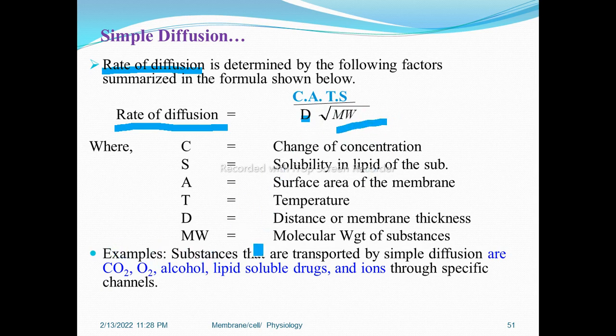An example of substances that are transported by simple diffusion: carbon dioxide, oxygen, alcohol, lipid-soluble drugs, and ions that are passing through specific channels.